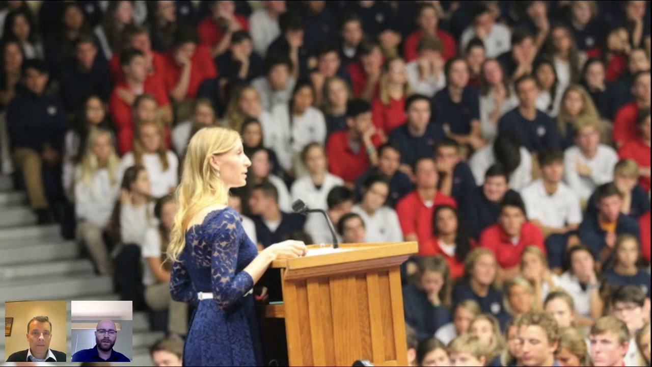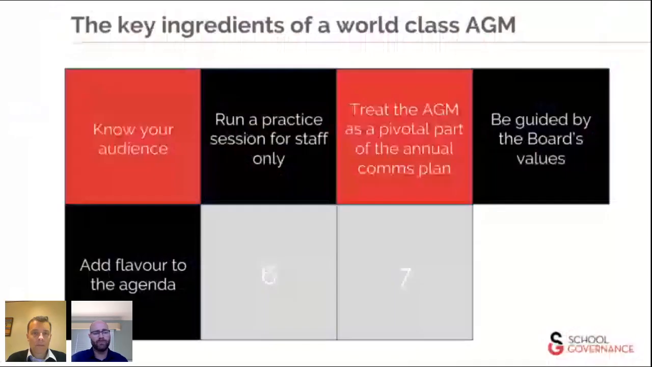So going back, we've had 5 so far, and I'll just summarize them. The first one so far is know your audience. Understand that your community is the critical audience of your AGM. Make sure you run a practice session for your staff, who are that secondary critical audience, and it allows you to really practice the flow and get things going. Obviously, the guest speakers you may not be able to practice with, but it also turns staff into advocates.